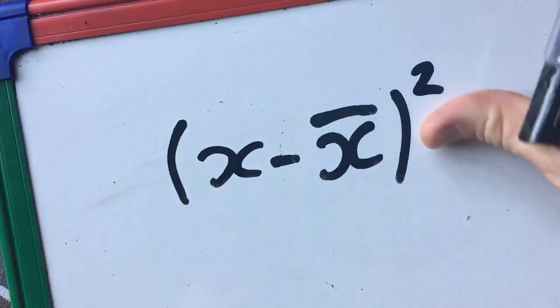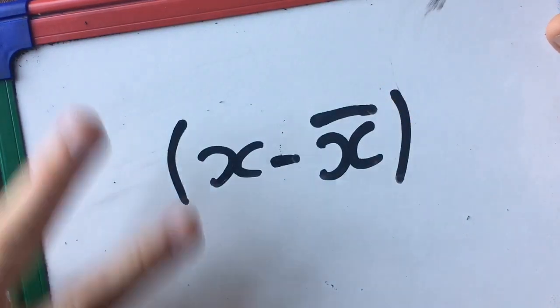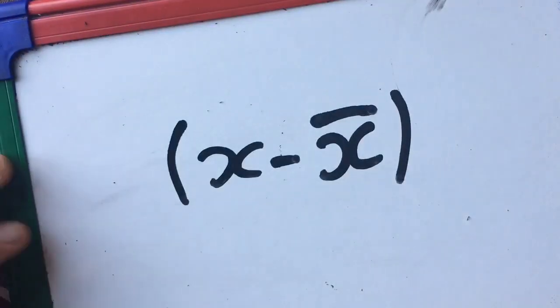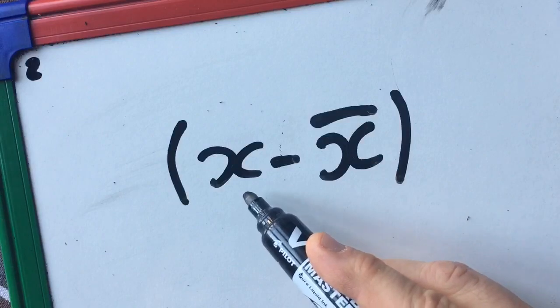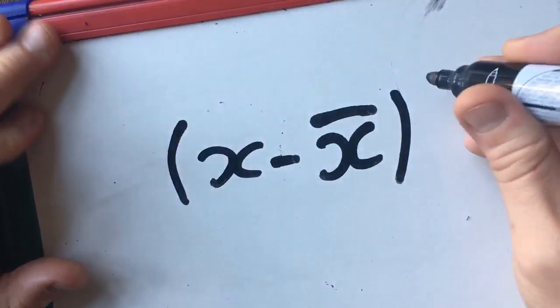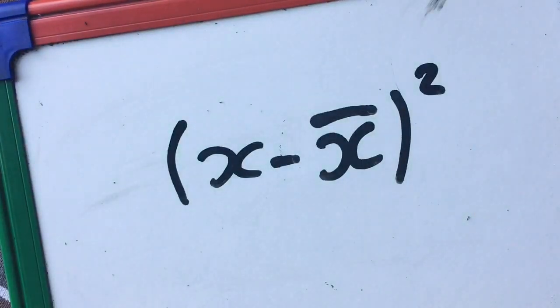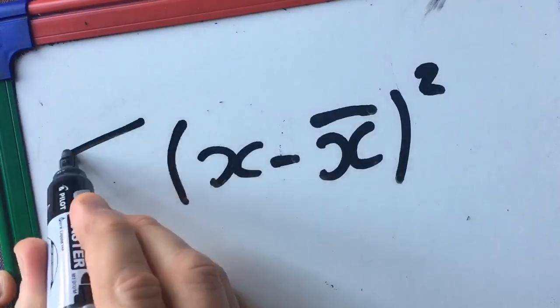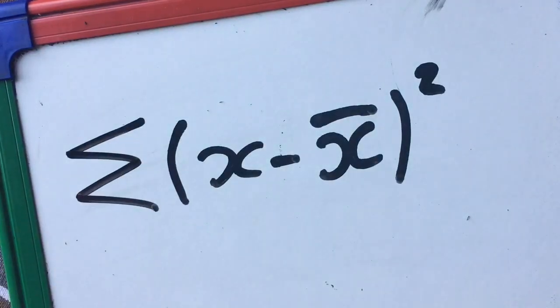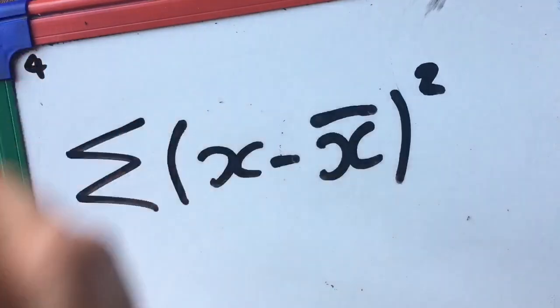So step 2, I'll put a 2 up there, is work out your deviations. Step 3 is square to make them all positive. Step 4 is to add them all together. And what was our symbol for that? Sigma. So that's step 4.